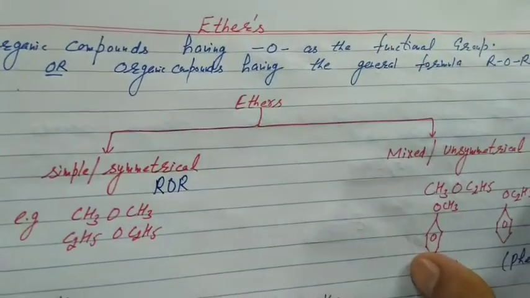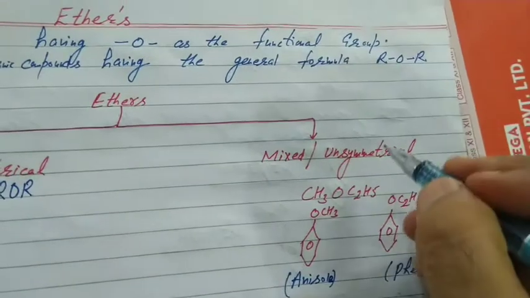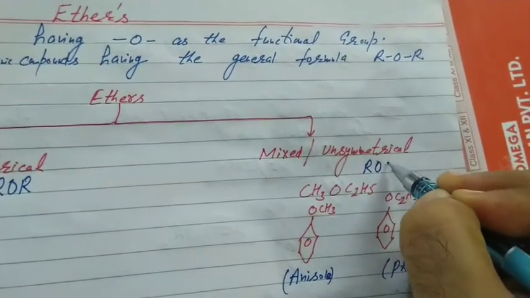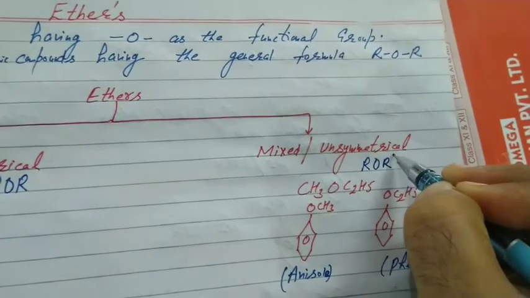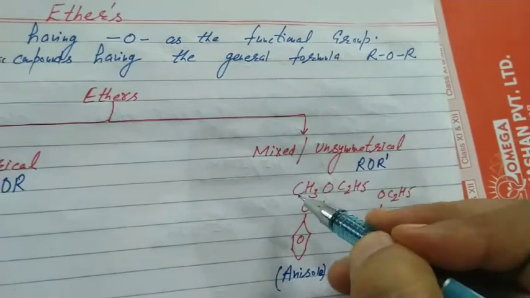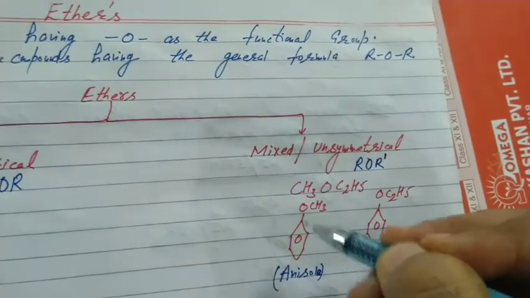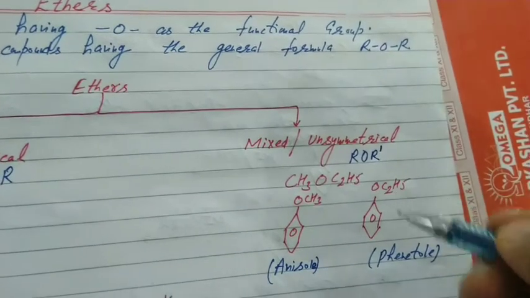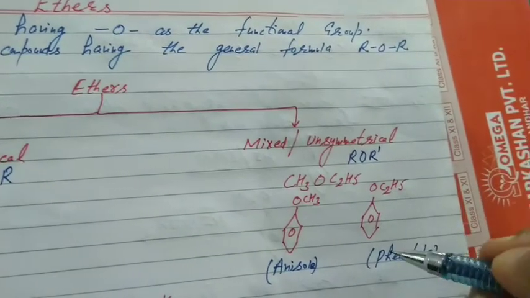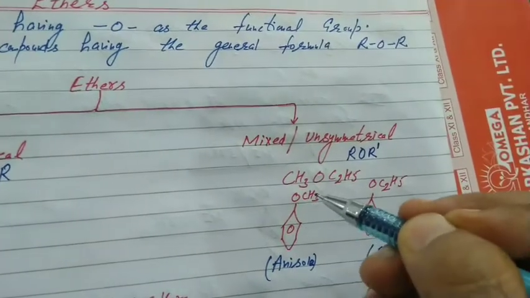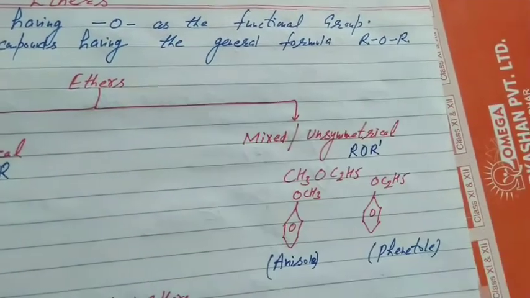Second one, unsymmetrical or mixed ethers. Divalent oxygen is surrounded by dissimilar groups, ROR dash. Just like ethyl methyl ether, methyl phenyl ether, ethyl phenyl ether. Students, the commercial name of ethyl phenyl ether is phenetole, and anisole is the commercial name of methyl phenyl ether.